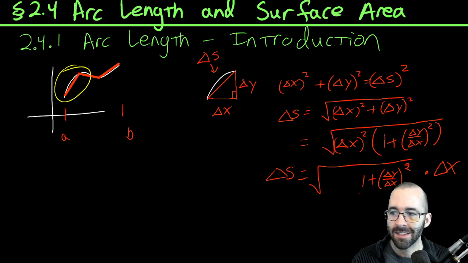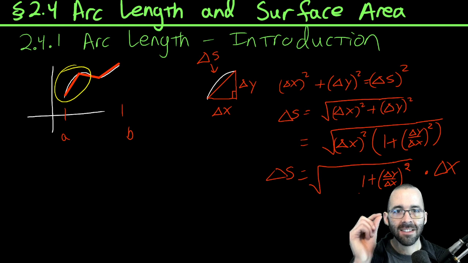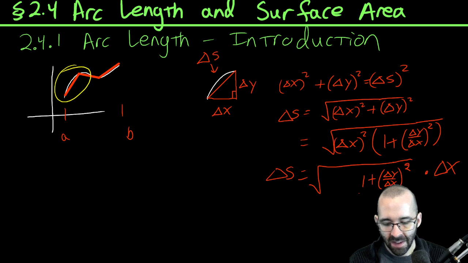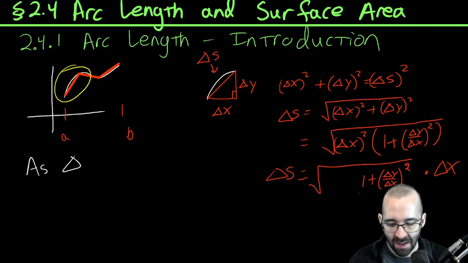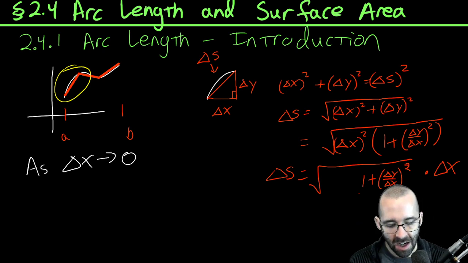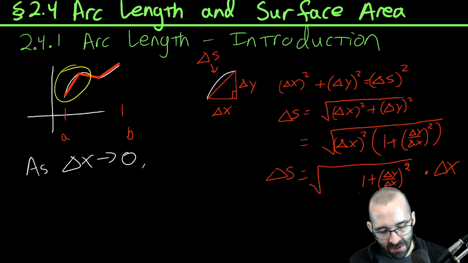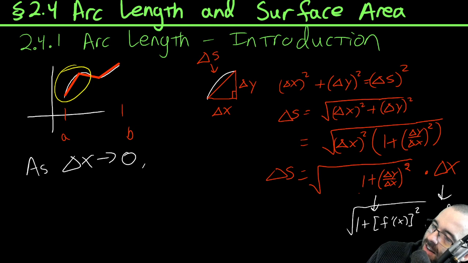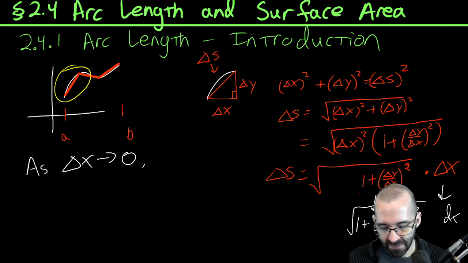And remember what our goal is. Our goal is that as delta x gets really small, we want to add up all of these things. Well, that's where our formula comes from. As delta x goes to 0, as our partition becomes finer and finer, what happens? Well, this becomes 1 plus f prime of x squared, and this becomes dx. So we just get that integral.